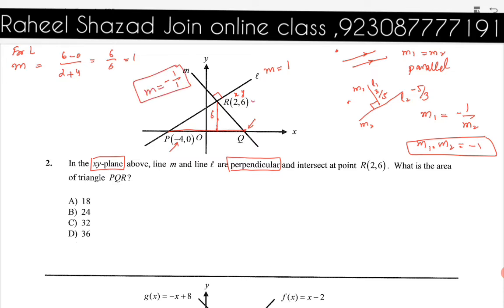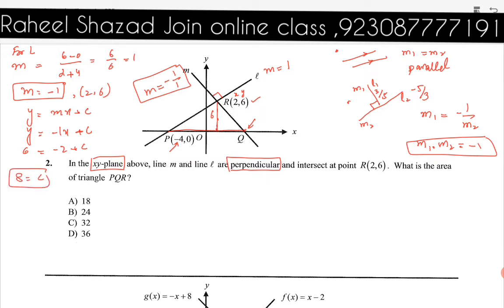Okay, and point is given, so we have gradient is equal to minus 1 and this line is passing through (2, 6). We have y equals mx plus c, y equals minus 1x plus c, and we substitute values of 2 and 6 here. 6 is equal to minus 2 plus c, so c is 8. So y is equal to minus x plus 8 is equation of line M, and its x-intercept.